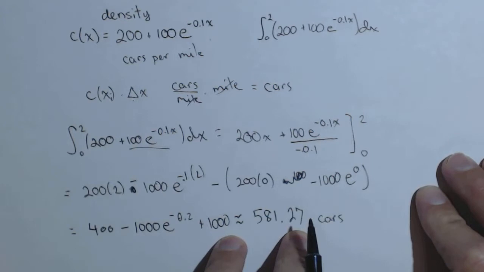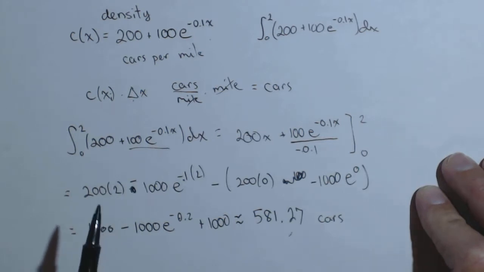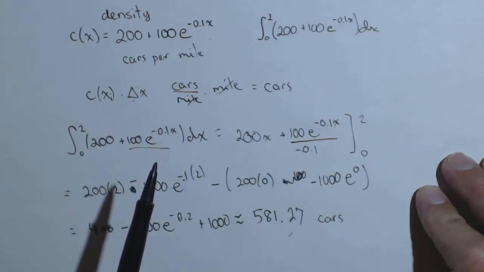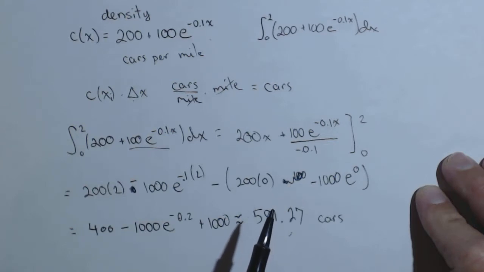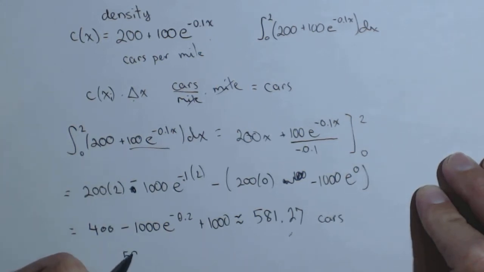So what this gives us is the total amount of traffic we would expect to have go through the first 2 miles of this particular intersection. So the first 2 miles east of this major interchange. So we would expect about 582 cars to go through the first 2 miles east of this major interchange.